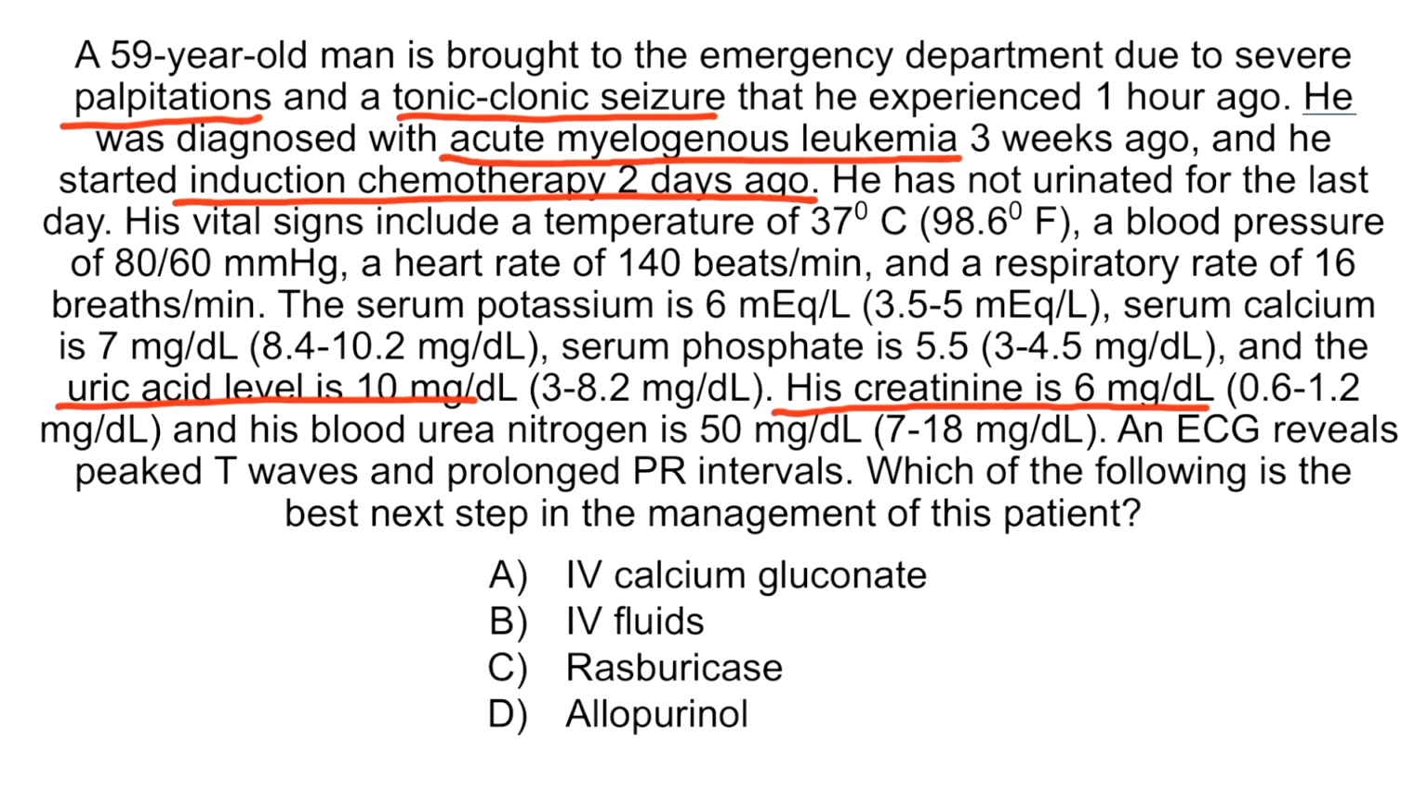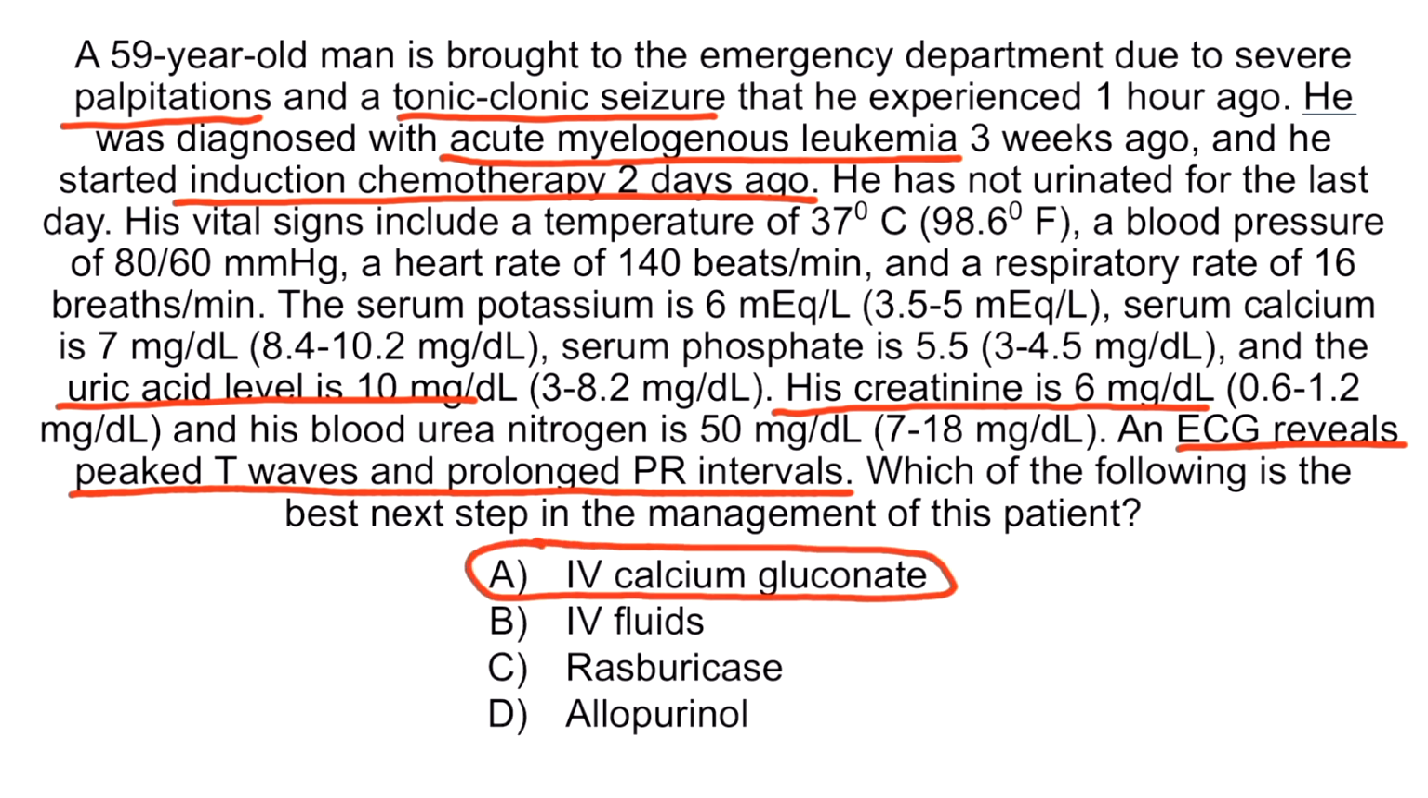He's also hemodynamically unstable, and the ECG revealed peaked T waves and prolonged PR intervals. Therefore, the first priority in the management of this patient is to stabilize the myocardium against the effects of hyperkalemia, and this can be done with IV calcium gluconate. So the correct answer is option A.